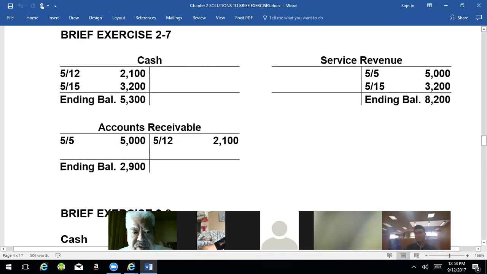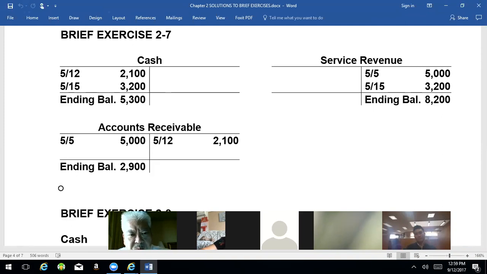On this exercise, what's going to be important to understand is that these are what we call T accounts. T accounts basically show the transactions that occurred in that account. So as you see on May 12th, this business received $2,100 in cash. So we debit cash for $2,100.